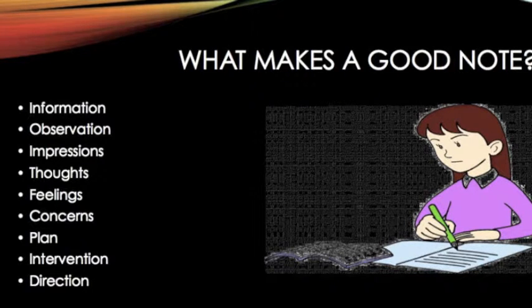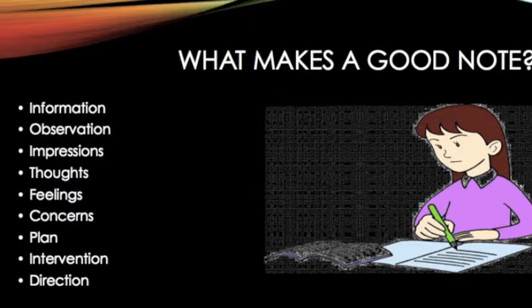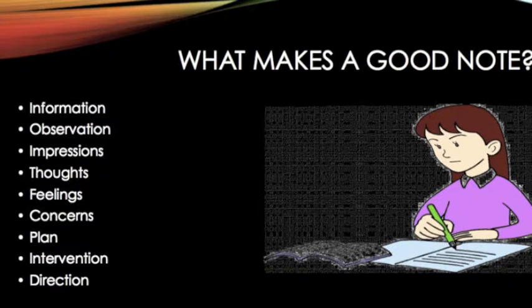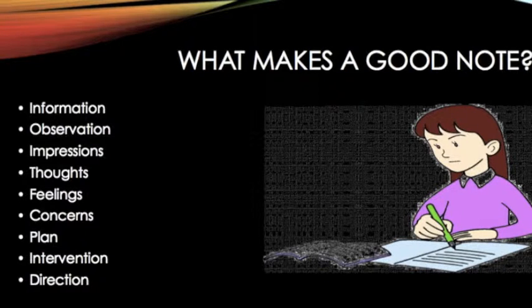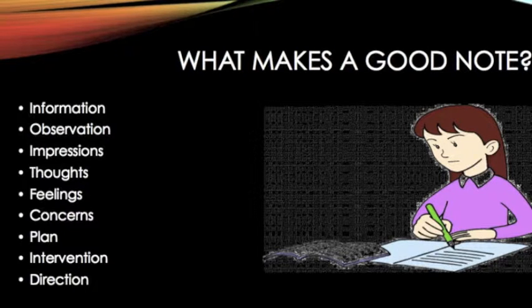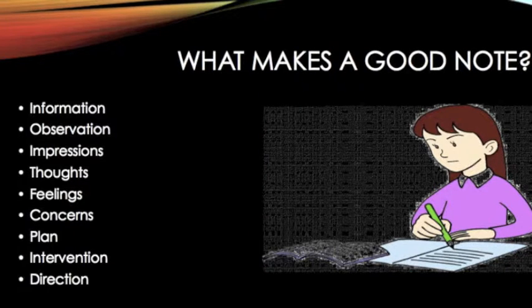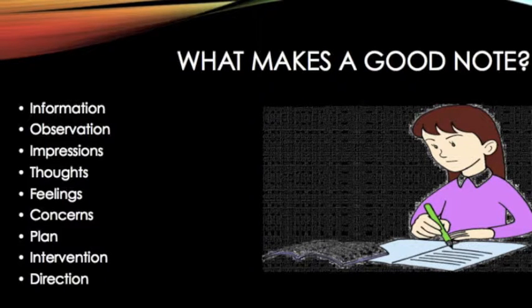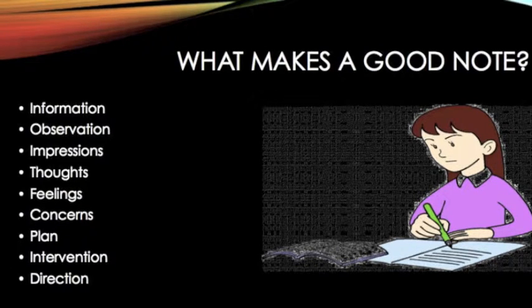So when we think about a good note, we can verify that it has certain key qualities. It usually shows information about something. It may have observations, impressions, thoughts, or feelings about what is being observed. There may be notable concerns to highlight. Then, towards the end of the note, there is typically a next step. For this, we will call it the plan, intervention, or direction. By creating a note that has this information, it makes it very readable, understandable, and applicable to another individual who may come across it later.